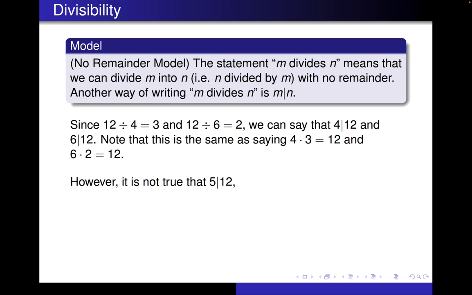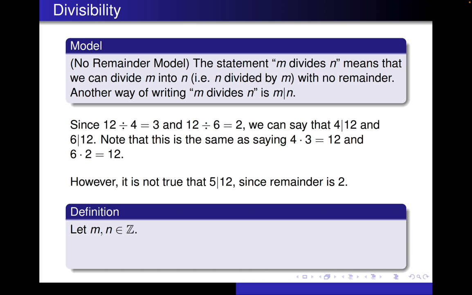But of course, it is not true that 5 divides 12, because if I divide 5 into 12, I'm going to get a remainder of 2, right? And if I get a remainder of 2, that is not 0, and so we get a remainder, and so 5 does not divide 12.